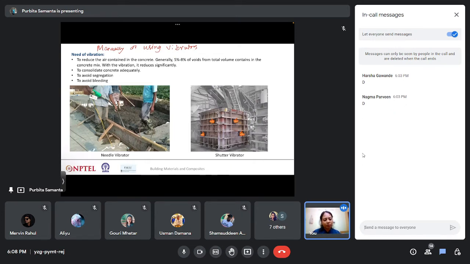Now if we do manual compaction, that is fine, but that can be done easily only when the scale is small, when we are compacting on a smaller scale. But just imagine the kind of high rises and big projects we are seeing. In that kind of projects, it's not possible to manually go and compact the concrete. It's very tedious. For that reason, these different types of vibrators are required.